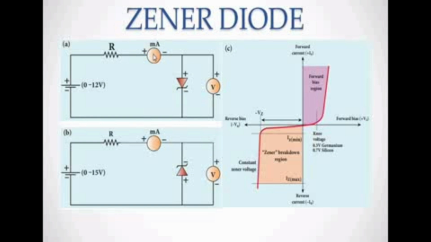The milliammeter is to measure the flow of current, and the voltmeter is to measure the voltage applied, the potential difference across the Zener diode. Okay, now the resistance, that's a low resistance. The resistance is used because, suppose a very large amount of current is flowing through the diode, it will rupture or damage the Zener diode. That's why we are using the resistance. It allows only a limited current through the Zener diode.